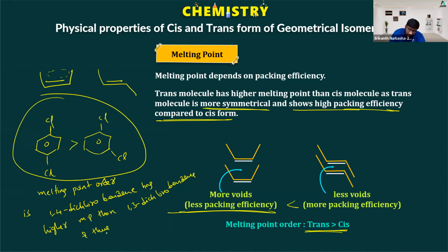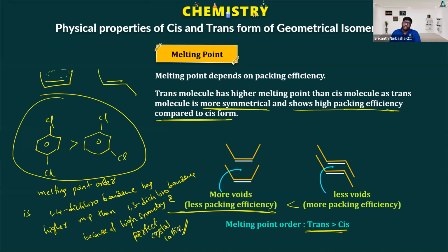and thus high symmetry. 1,4 dichlorobenzene has a higher melting point than 1,3 dichlorobenzene because of high symmetry and perfect crystal lattice structure. Perfect crystal lattice. Right. So whenever I am comparing melting point, I am looking at packing efficiencies and symmetry.